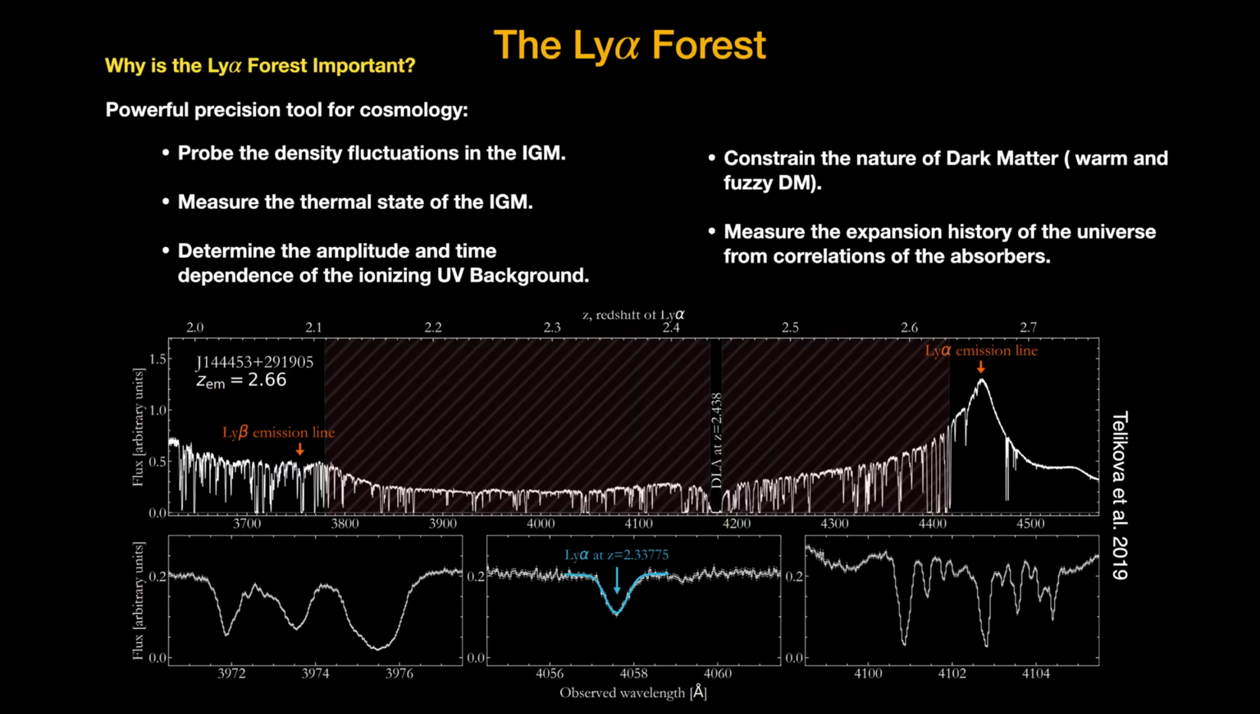The Lyman-alpha Forest is a powerful tool for cosmology. To start, it probes the density fluctuations in the IGM. Also, the absorption features encode information of the temperature of the gas, allowing us to estimate the thermal state of the gas in the IGM. Additionally, since the forest is only sensitive to the neutral hydrogen, we can estimate the amplitude and time dependence of the UV background from studying the forest. Also, it allows us to probe the density fluctuations at very small scales, making it possible to constrain models for warm dark matter and neutrinos, which would suppress small-scale structure.